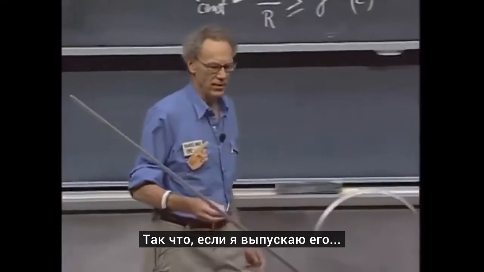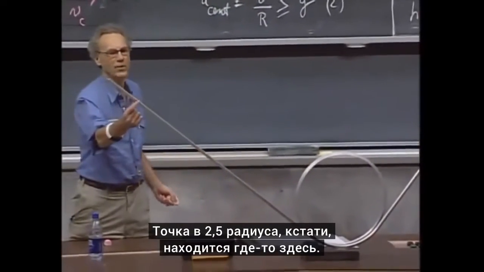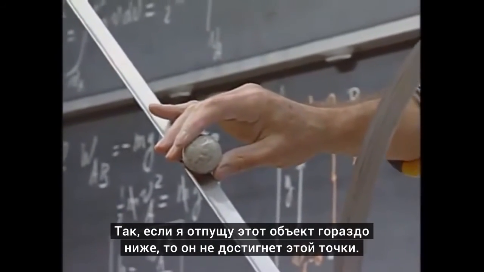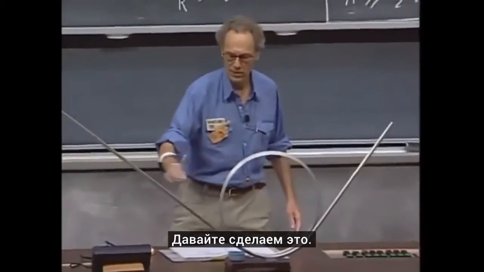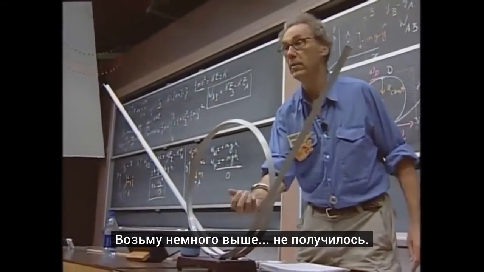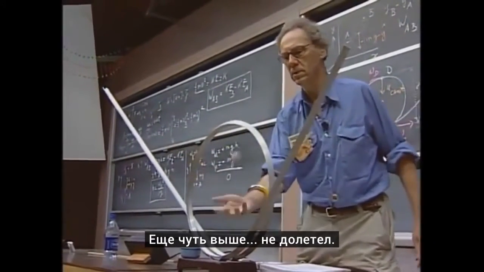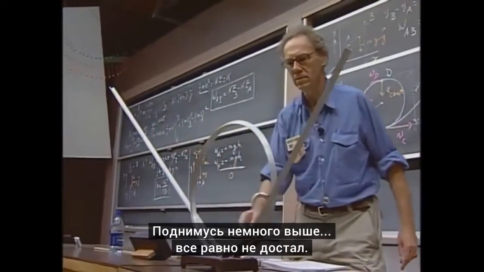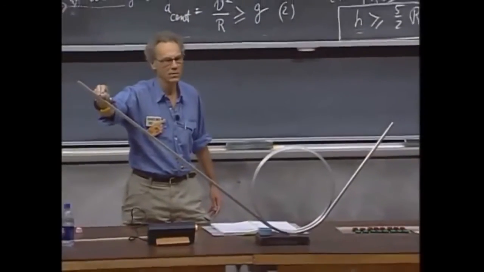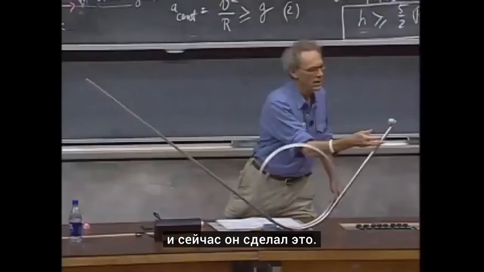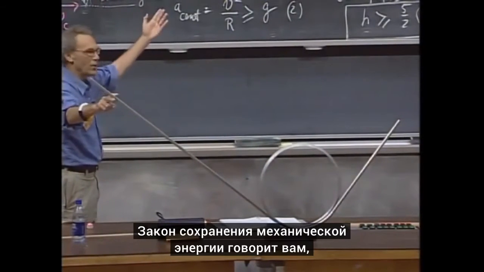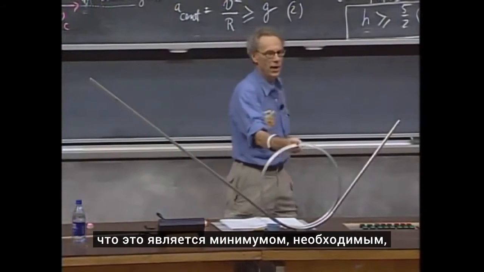So that 2.5 radius point, by the way, is somewhere here. If I release this object way below that, it will not make this point. Let's do that. You see, it didn't make it. I go a little higher, didn't make it. A little higher, still didn't make it. Now I go to the 2.5 mark, and now it makes it. 2.5 times the radius. Conservation of mechanical energy tells you that that is the minimum it takes to just go through that point.